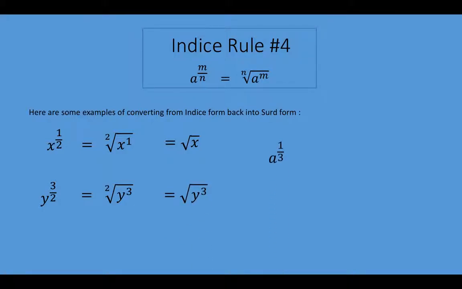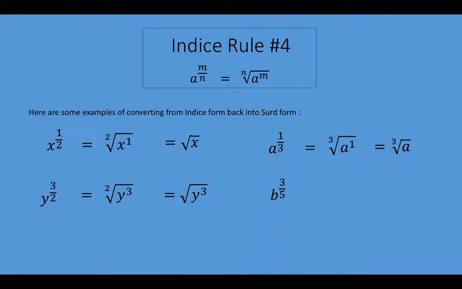So let's look at one that's not a square root. Let's look at a to the power of 1/3. Once again, the bottom of our fraction tells us the number that goes in front of the root sign. So this time we're going to have the third root of a to the power 1, which we also call the cube root of a to the power 1, and when we tidy up, the power 1 just disappears to give us the cube root of a.